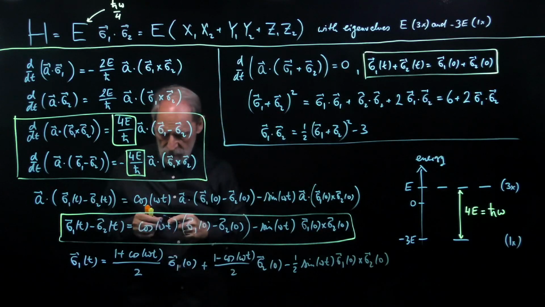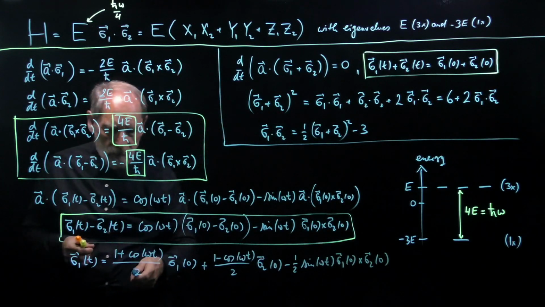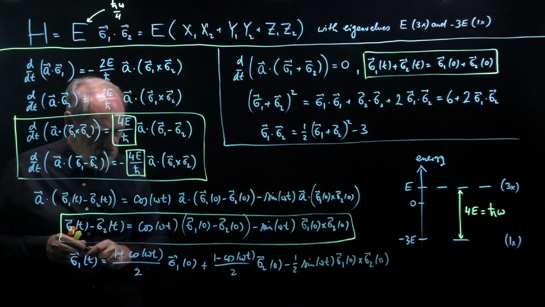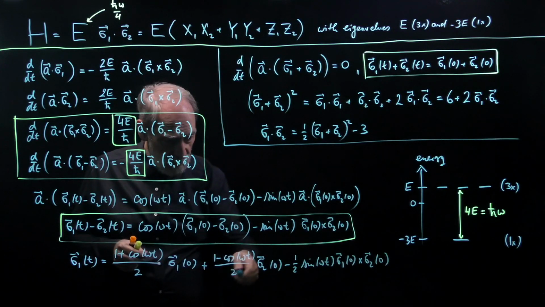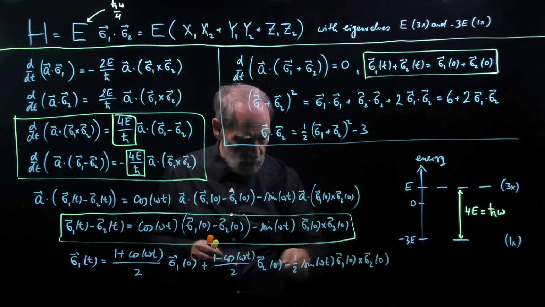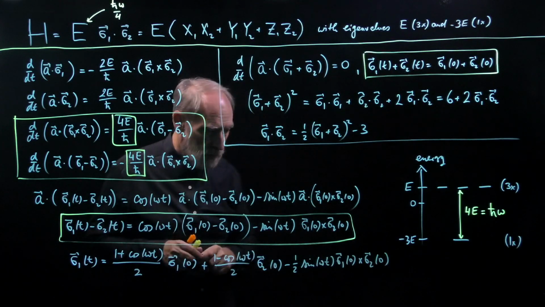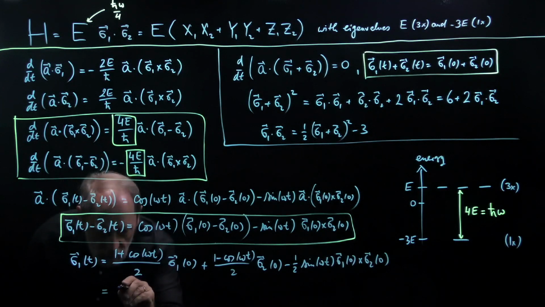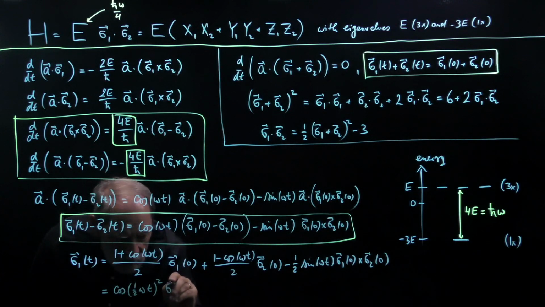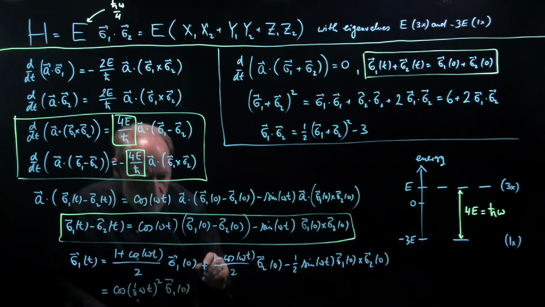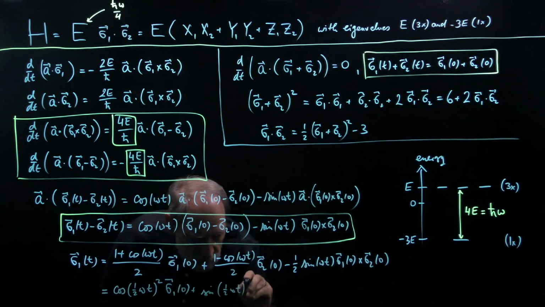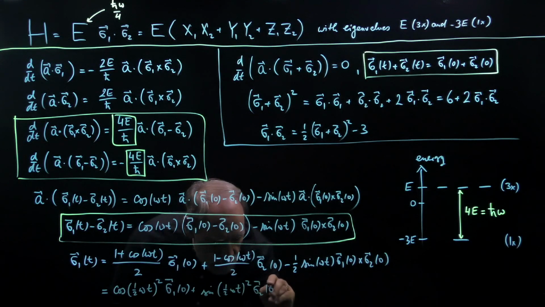And this we can simplify a little bit by recognizing that this is the square of the cosine of half omega t. This is the square of the sine of half omega t, and half sine omega t is the cosine of half omega t times the sine of half omega t. So let me just do this, and then we have here the cosine of half omega t squared sigma 1 at 0 plus the sine of half omega t squared sigma 2 at 0.